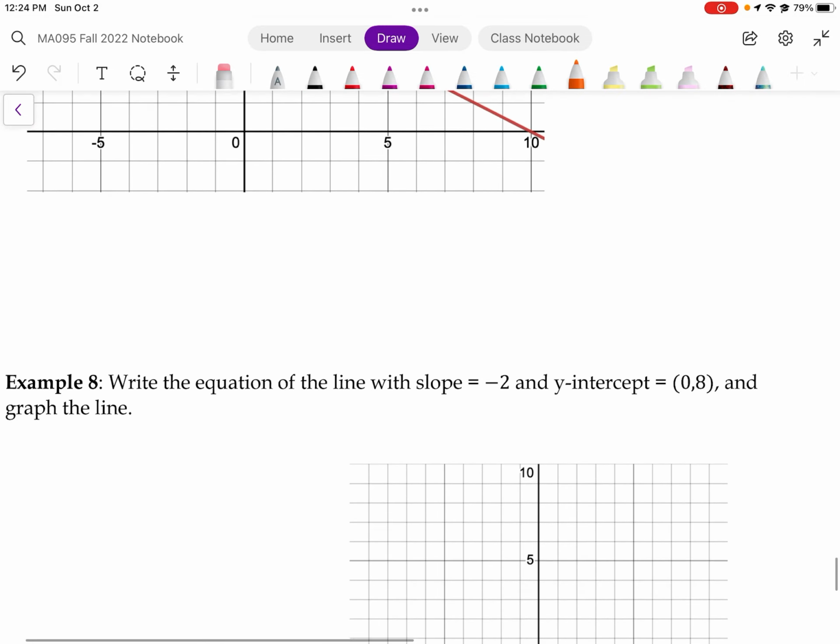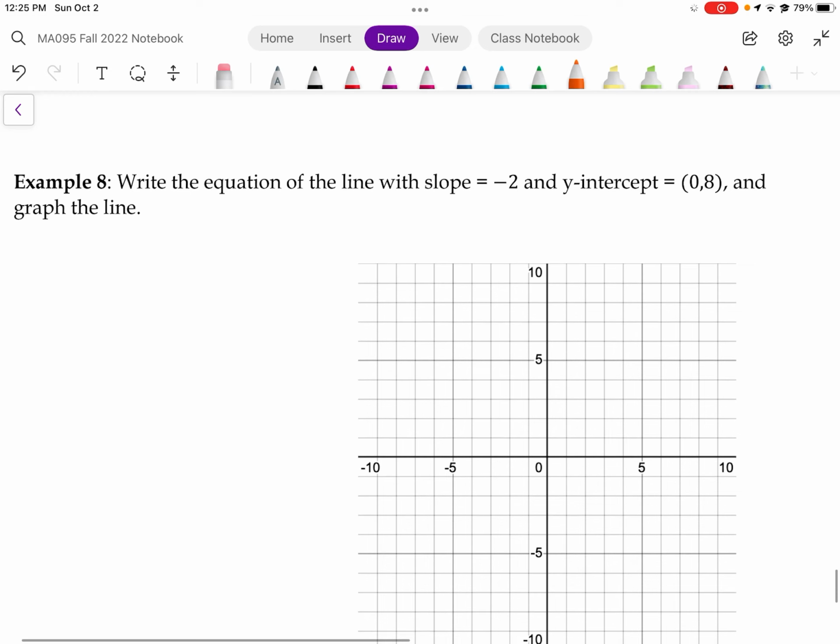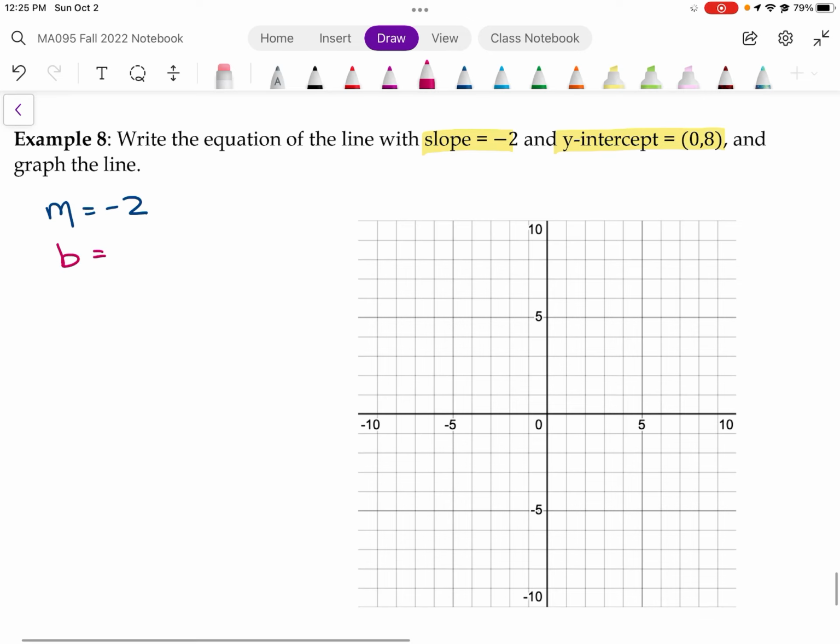Okay, one more. Write the equation of the line with a slope of negative 2 and a y-intercept of (0, 8). Okay, so we have the slope, and the y-intercept is given as a point. And remember, it can be either one, so be flexible. All right, so slope means that m is negative 2, and the y-intercept means that b is at (0, 8). So it's right there. So that means b is 8.